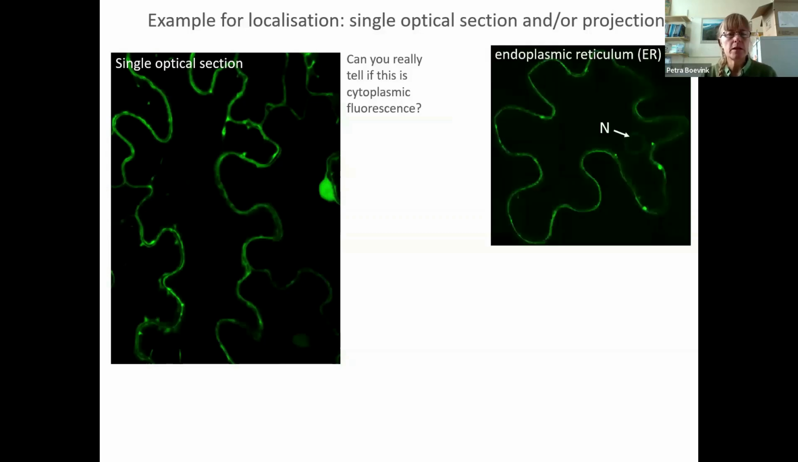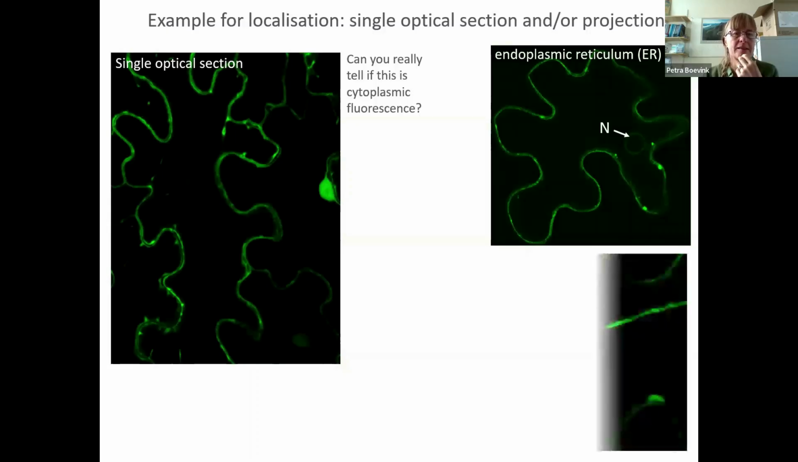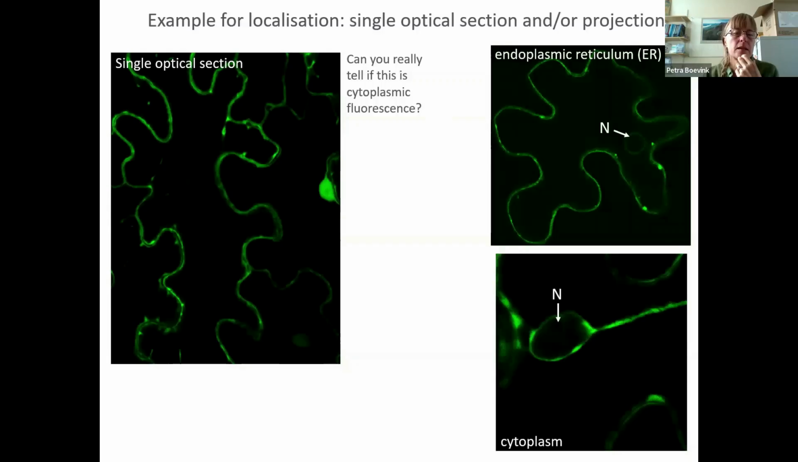You can see in this image here is also a single optical slice. This is a protein that's localized to the endoplasmic reticulum. You can see the nucleus is dark. It doesn't have any fluorescence in it. So you say, oh, well, okay, of course, that then means that this one's cytoplasmic. But is it really? This cell here has a cytoplasmic protein, but the nucleus is dark. And this could be because the protein is too big, or it could be that it's part of a complex and therefore does not enter the nucleus.